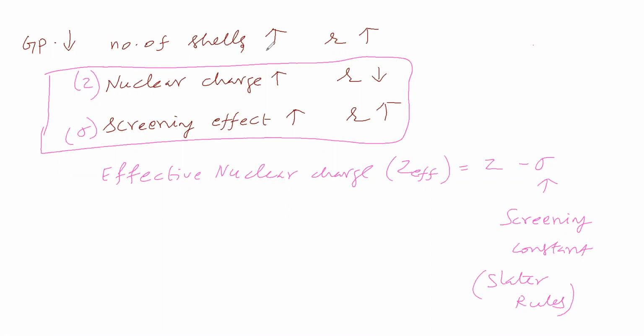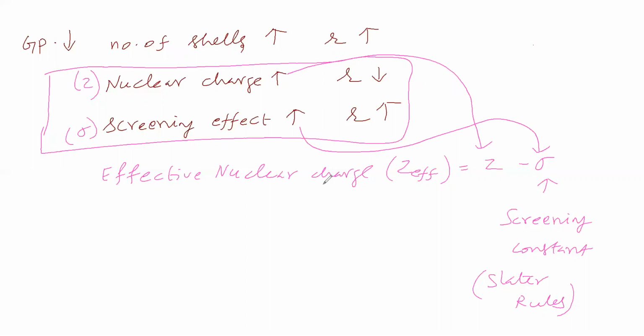Number of shells increases down the group. It is one of the reasons. Another reason we have to take is effective nuclear charge. Effective nuclear charge is equal to nuclear charge minus screening constant. This is nuclear charge that we have to substitute here, and this is screening effect. From the screening effect we calculate the screening constant using Slater rules. So Z minus sigma is called effective nuclear charge.